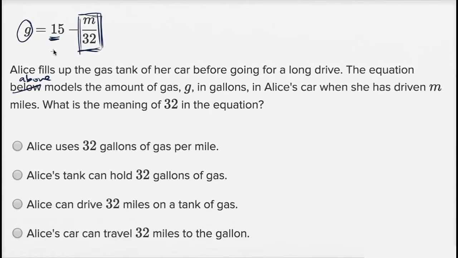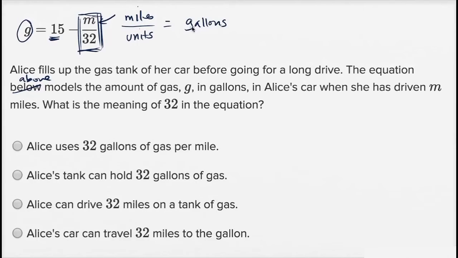So why are you dividing? If you have M miles divided by 32, how do you get gallons? What do the units on the 32 need to be? Let's think about this. If I have miles up here, and I'm dividing them by some mystery units, I need to get gallons, because this is going to be the number of gallons used up. So what are the mystery units going to be?